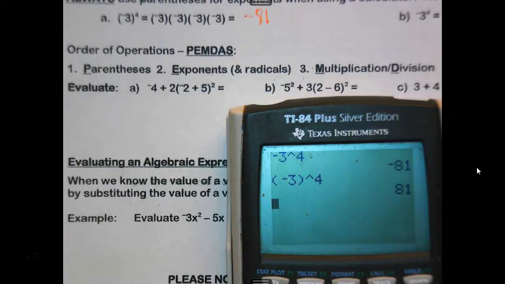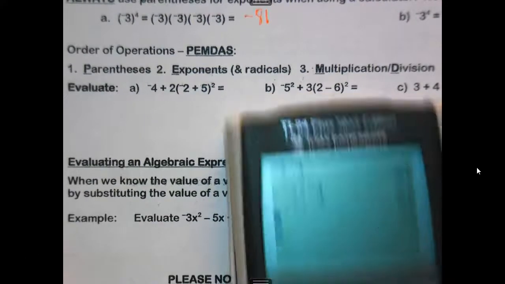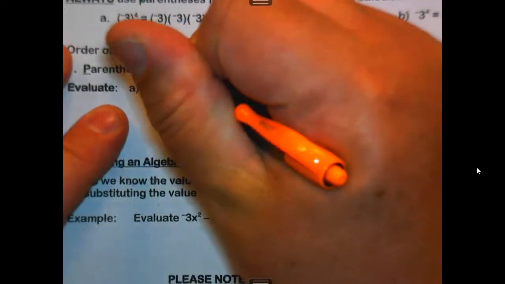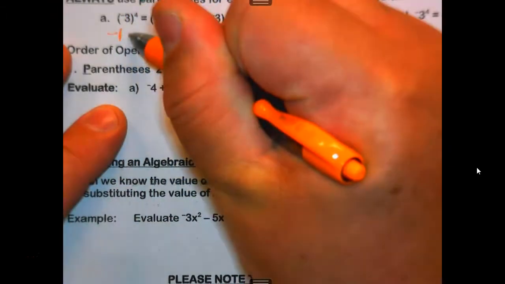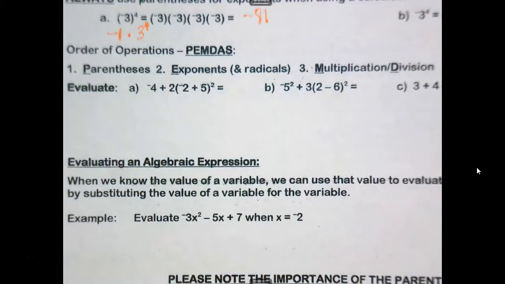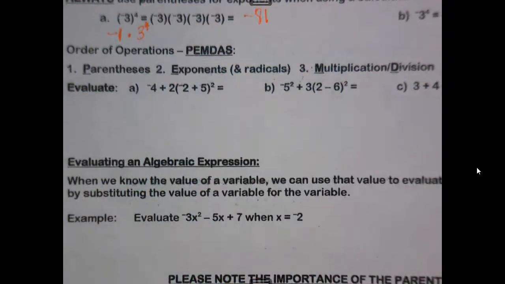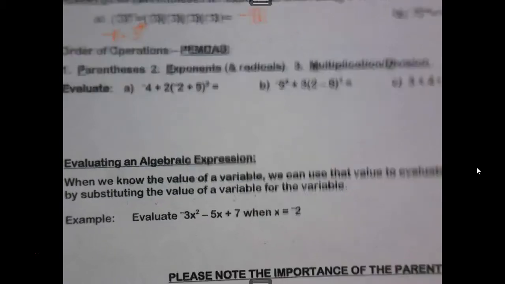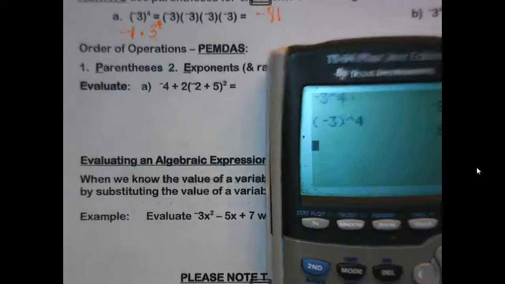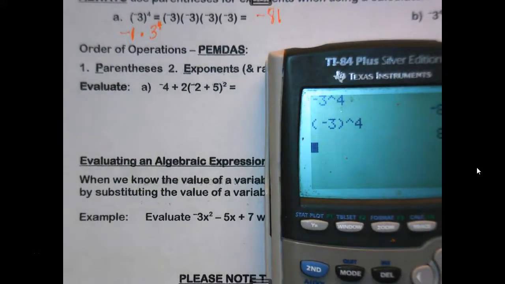Exactly. Your calculators follow PEMDAS to the T. It is so strict. It's saying, well, what it really is negative 1 times 3 raised to the 4th. So it's following PEMDAS. 3 to the 4th is 81 times negative 1, which gives me negative 81.